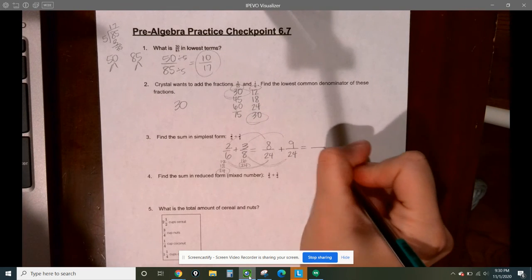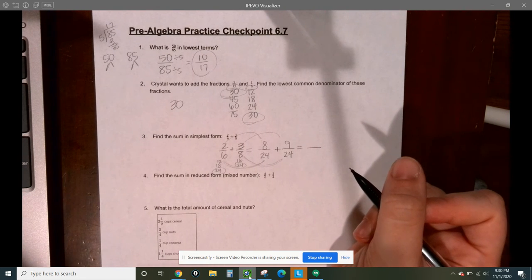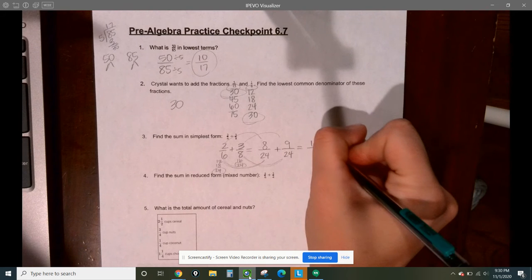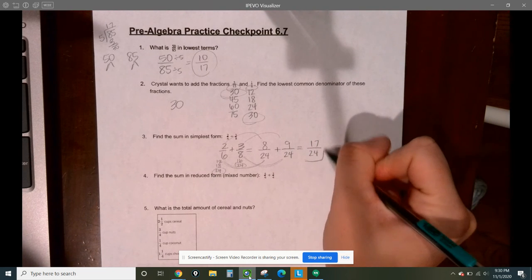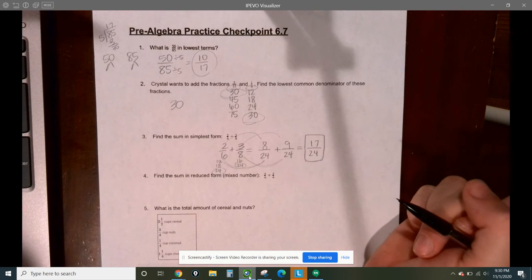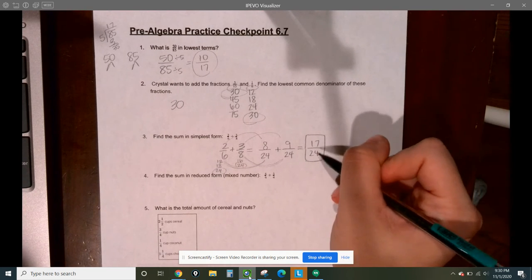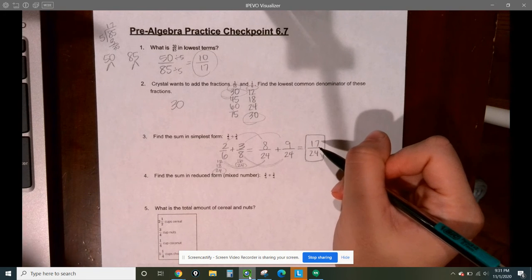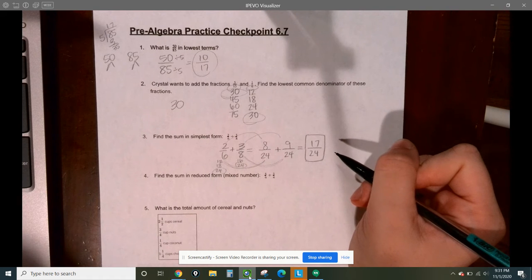Now that I have the same denominator, I can add these fractions. So 8/24 plus 9/24 is just 17/24. Remember, you keep that common denominator that you just worked so hard to find, and you just add the numerators. So 17/24. And this can't be reduced because 17 is prime. But if it could be reduced, I would need to reduce it before saying that's my final answer.